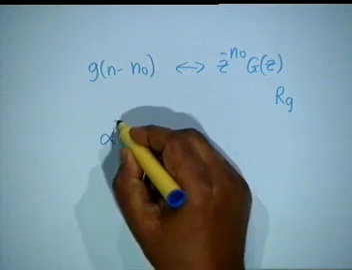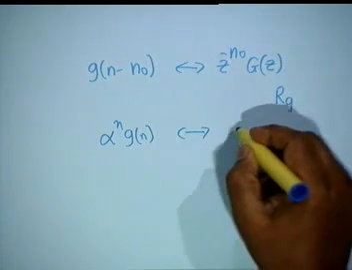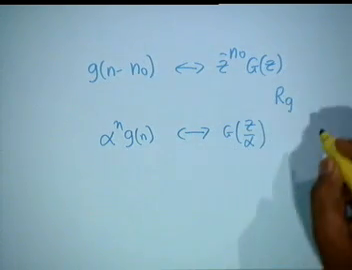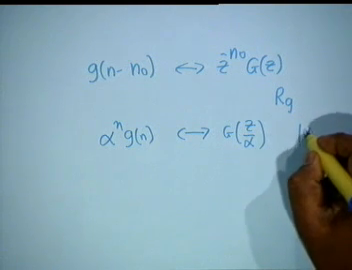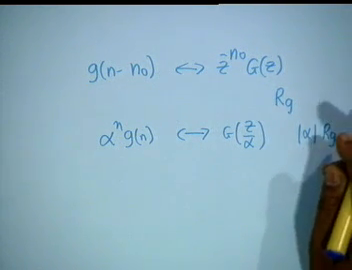In a similar manner, if I multiply the sequence by alpha to the n, then this is G of Z by alpha, and the region of convergence is mod alpha times Rg. Okay.